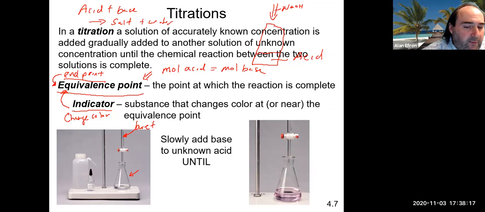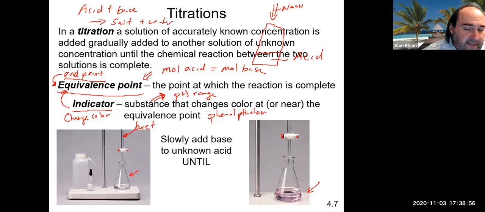How indicators really work, and you'll learn more about this in 200B if you take 200B, is that indicators work over a pH range. Over a pH range, they will change colors. They have a specific color in acidic solution and a specific color in basic solution. And you're looking for one that will change color around where your equivalence point would be. A very popular one, and the one they use in this titration, is an indicator known as phenolphthalein.